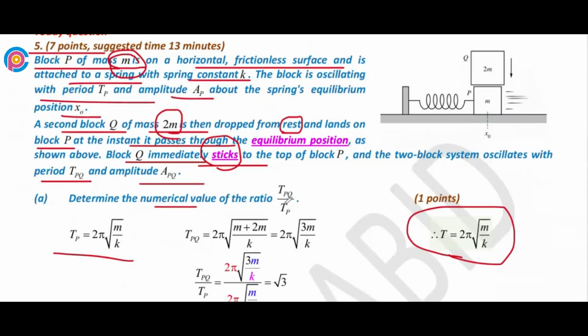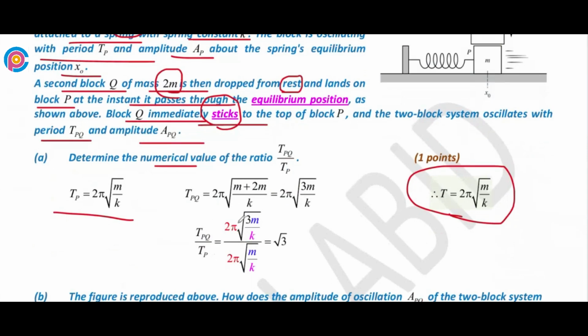Now we have to take the ratio TPQ by TP. 2 pi cancels with 2 pi, k with k, m with m. Now we have only square root 3 left. So the ratio is equal to square root 3.